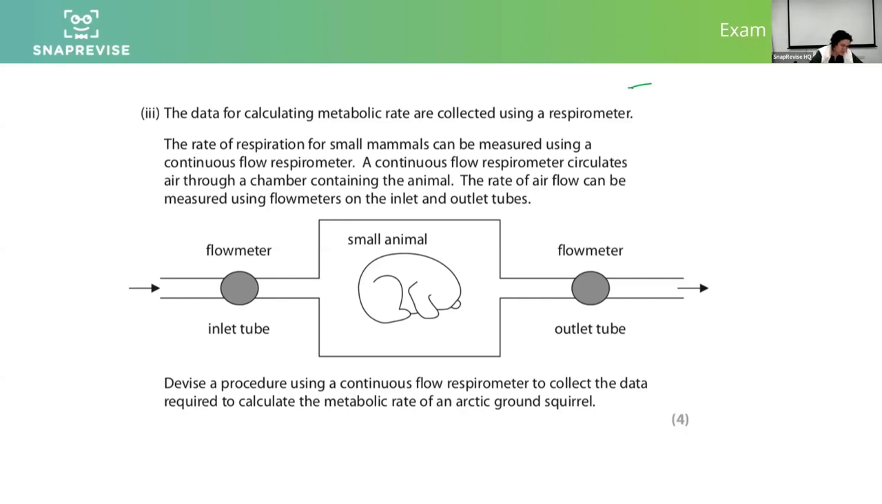Sorry about that. So the context is the respirometer and how it works. The command word is to devise a procedure. My direction is, what is the procedure going to be measuring? It's going to be calculating the metabolic rate of an Arctic ground squirrel, and I'm going to be using a continuous flow respirometer to collect the data.